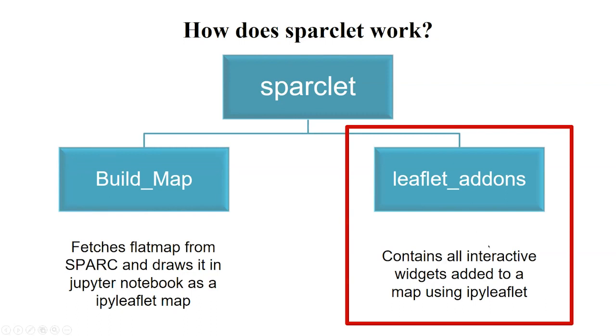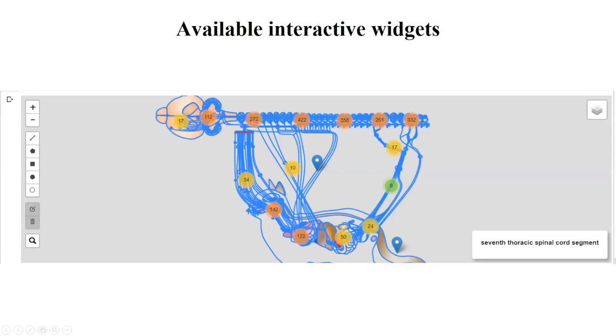The cool stuff is done by the leaflet add-on. What it does here is that it allows us to add all the interactive widgets. Some of these examples are here. So here is the fully loaded version of the Sparklet-drawn flat map with all the interactive widgets. This is, I believe, for a cat.